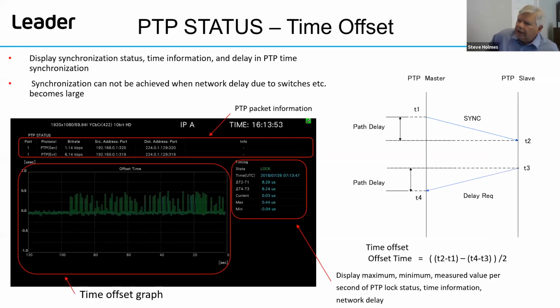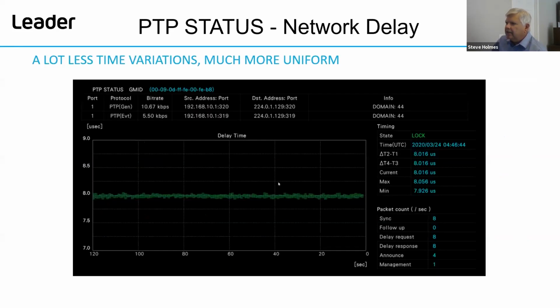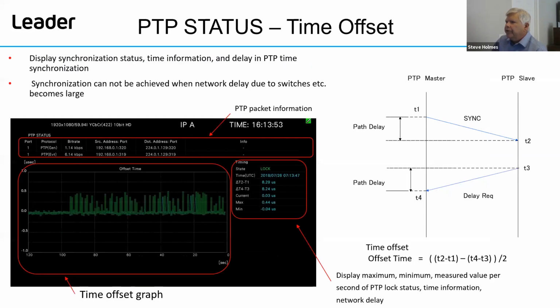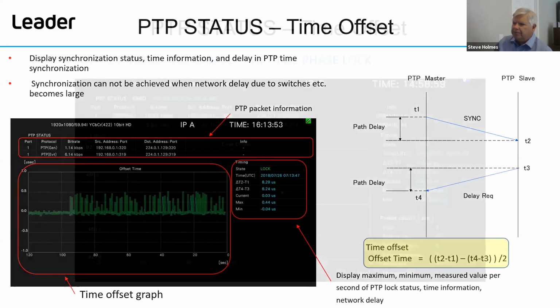We can also look at the graph from a slightly different perspective. Rather than looking at it from a network delay perspective, we can look at it from a time perspective. If we change the math to subtract the two values, T2 minus T1 and T4 minus T3, it gives us a time perspective.